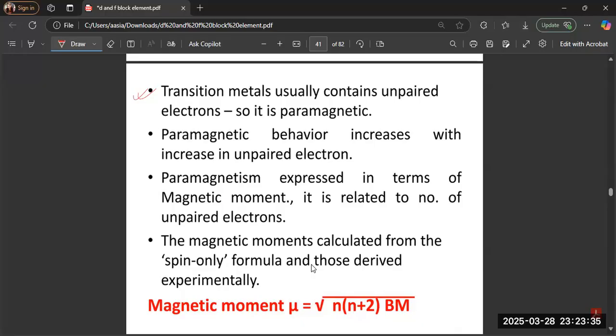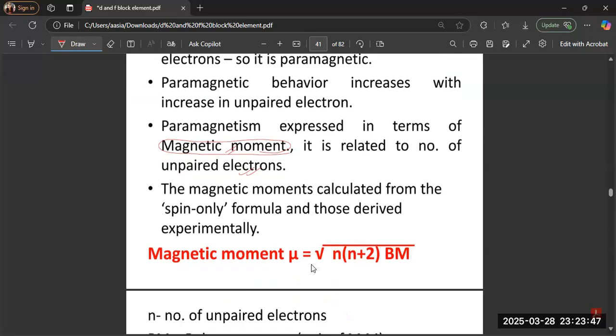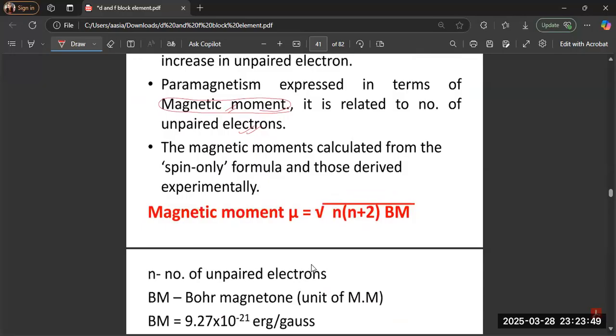This is expressed in terms of magnetic moment, right? And it is related to the number of unpaired electrons. So see how we can calculate the magnetic moment. The formula of magnetic moment is this: just calculate square root of n into n plus 2. Remember that. And BM is Bohr magneton, right? This is the unit.